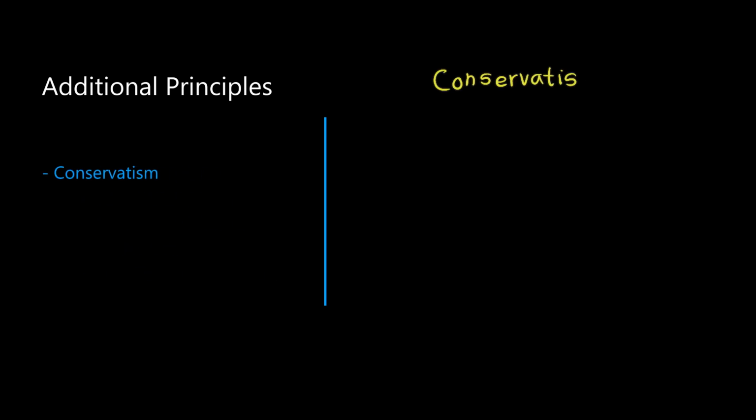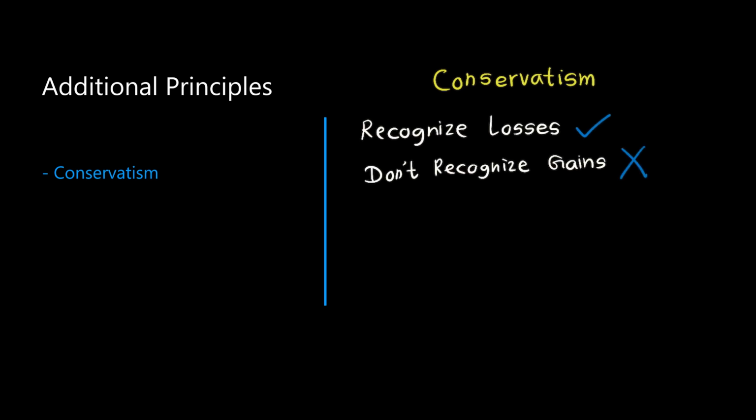Conservatism says when in doubt, recognize losses but not gains. If an asset might have declined in value, record the loss. If an asset might have increased in value, wait for proof before recording a gain. This prevents overstating financial position.